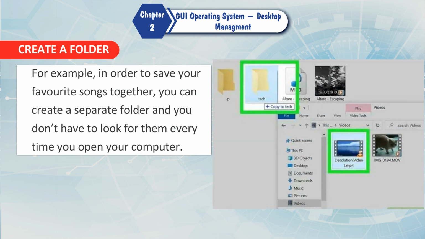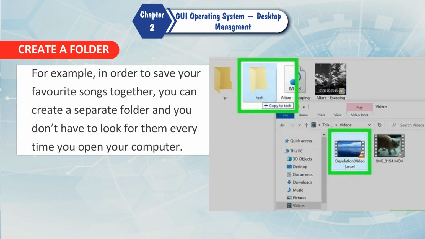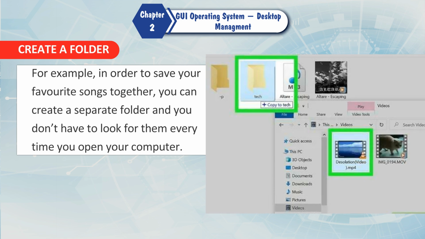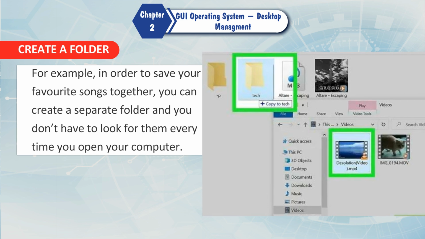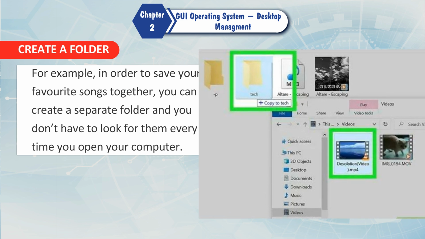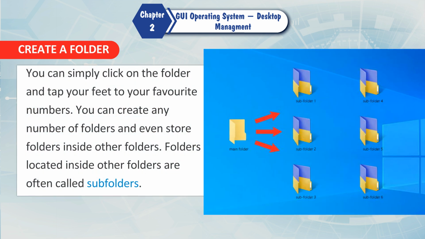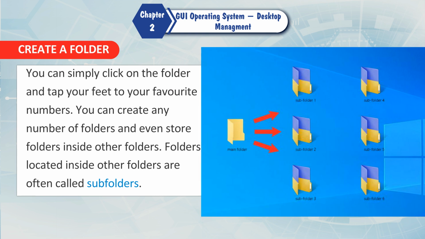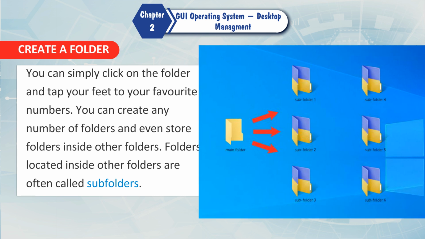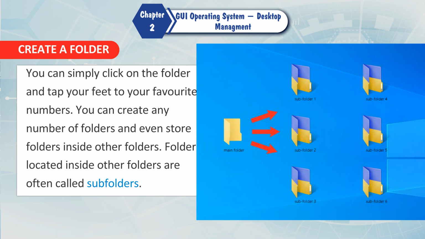For example, in order to save your favorite songs together, you can create a separate folder and you don't have to look for them every time you open your computer. You can simply click on the folder and tap your feet to your favorite numbers. You can create any number of folders and even store folders inside other folders. Folders located inside other folders are often called subfolders.